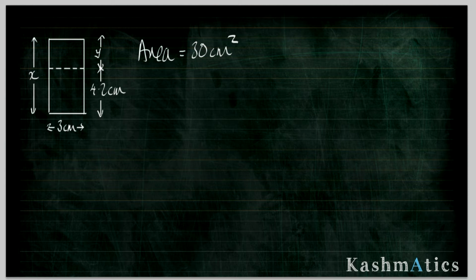So the area of a rectangle is the width multiplied by the height. So 3 times x should give us 30 centimeters squared. Okay, so let me just write that down. So 3x equals 30. Okay, so if 3x equals 30, that means x must equal 10 centimeters. All right, so x is 10 centimeters.